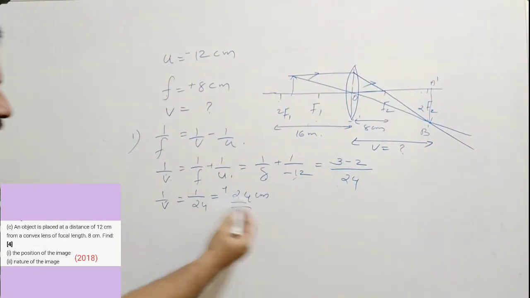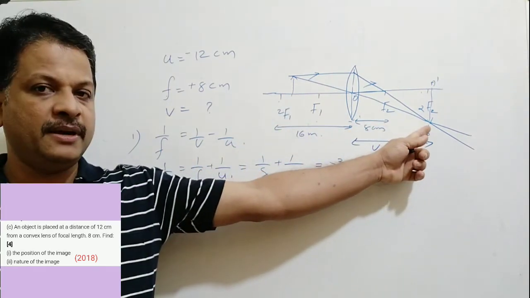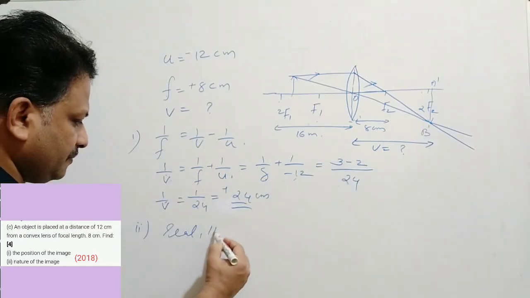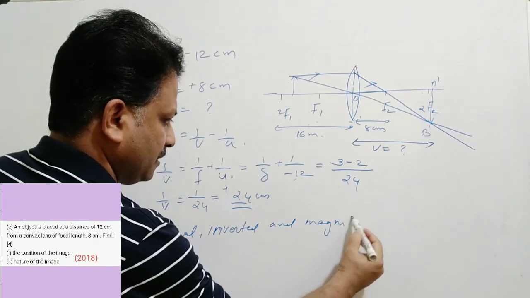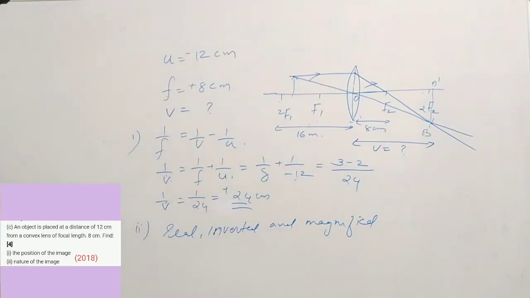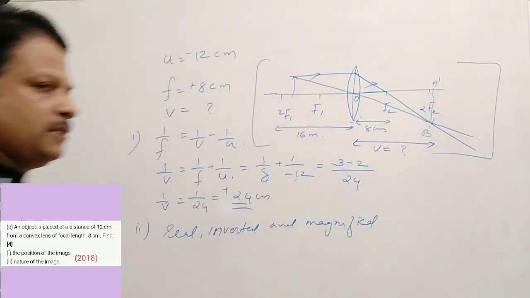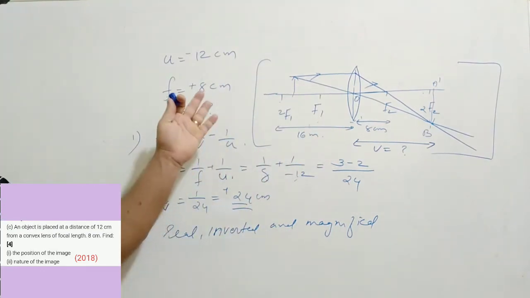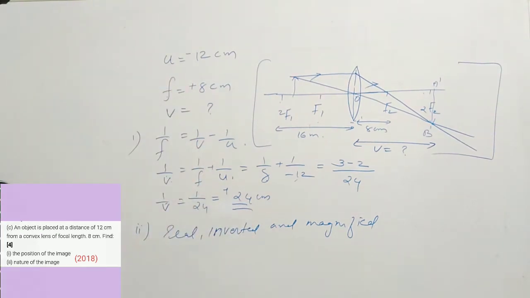Okay, first part is over. The value of v is calculated. Second part, what is the nature of the image? In this case, real, inverted and magnified. You can write real, inverted and magnified. That's the nature of the image. The steps are clear to you. So this is a diagram for your understanding. It is not necessary that you draw the diagram every time. Once you know, and if you are confident of solving the problems, you can solve it directly by applying sign convention and solving it with the help of the lens formula. Clear to you? Steps are clear?